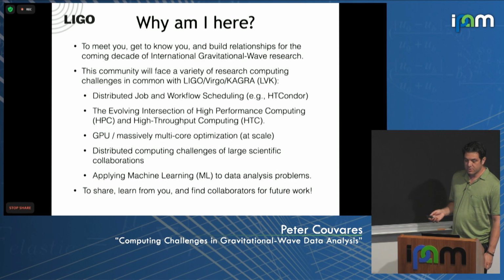There are a number of research computing challenges that LIGO, Virgo, and KAGRA have in common. There's distributed job and workflow scheduling, the kinds of things that HTCondor does, which is actually a very hard problem.